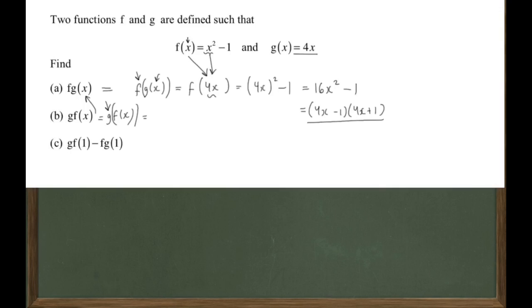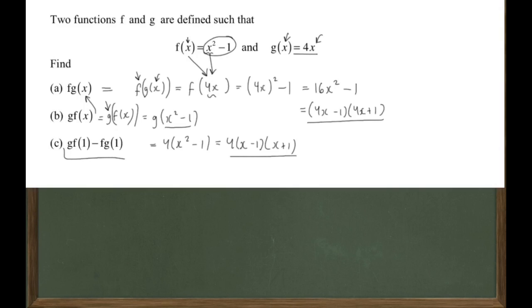Okay, now we know that f of x is x squared minus 1, so we have g of x squared minus 1, and we know that g of x is 4x, but we can see that our x is now x squared minus 1. So we just replace our x over here by x squared minus 1, and we have 4 times x squared minus 1. And you could write this as 4 times x minus 1, x plus 1, again using the difference of two squares if you wanted to.